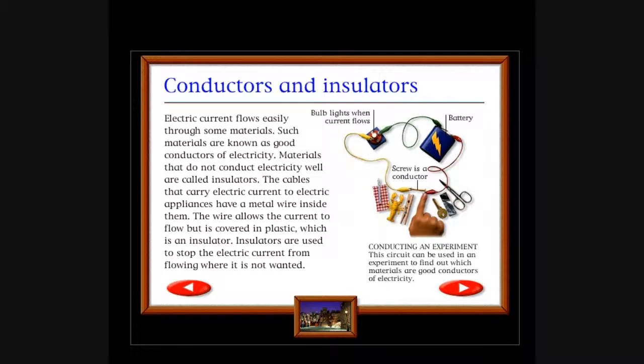wire. Conducting an experiment. This circuit can be used in an experiment to find out which materials are good conductors of electricity. Like a plastic lobster. A plastic lobster, a wooden peg. Well, I suppose you could use that metal bit on the wooden peg, that little clip they've got there. A key, a pair of scissors, a bit of foil, whatever that is, a napkin, something on the napkin.